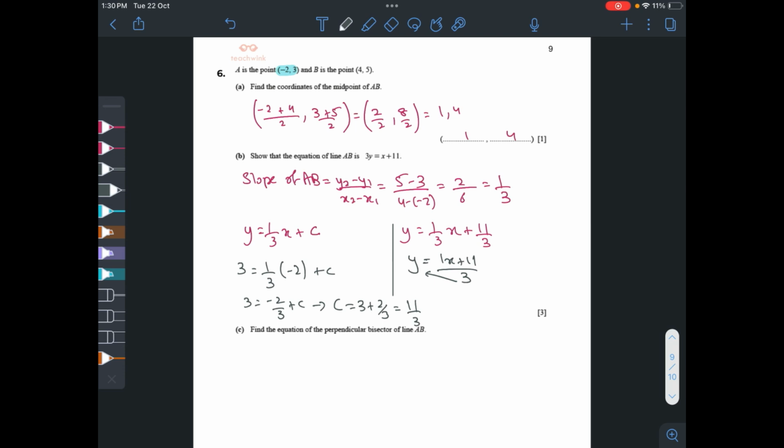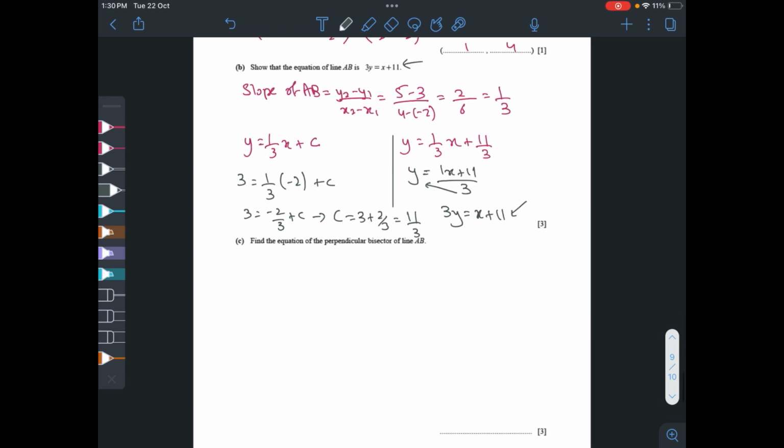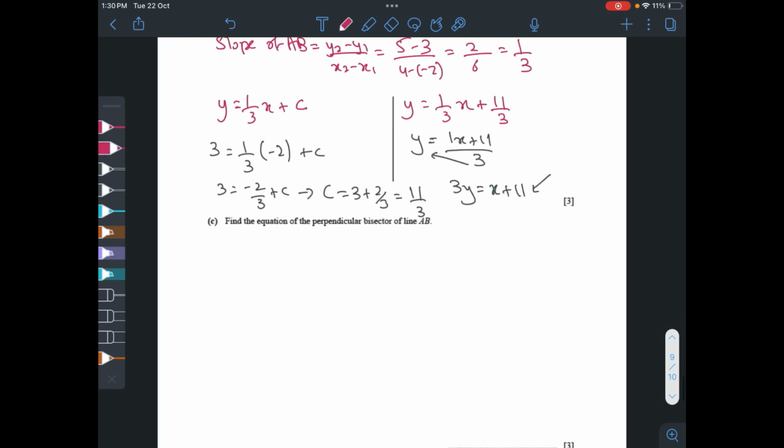Then I multiply 3 on the other side with y, so the equation becomes 3y equals x plus 11. That is how I show that this equation and this equation are equal. Then the question says, find the equation of the perpendicular bisector of the line AB.